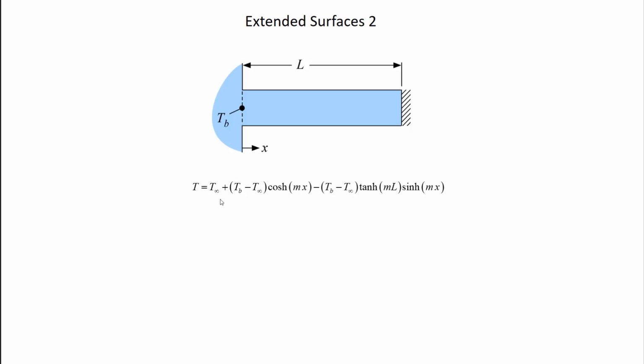So this was the specific problem we were talking about. We said in this fin, temperature varies both in x and in y, but if the resistance to conduction in y is small enough, then I can approximate the temperature as being only a function of x, and that's the extended surface approximation. It's justified with what we call a Biot number, which is a dimensionless number. That's the ratio of the resistance to conduction in the direction that we want to neglect, so in this case the y direction, divided by the resistance from the surface to the surroundings, so in this case our convection.